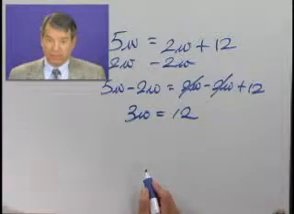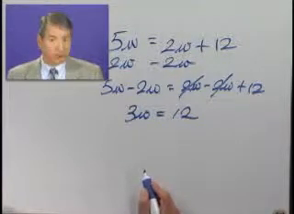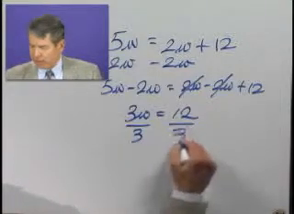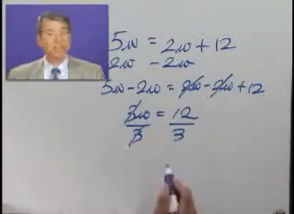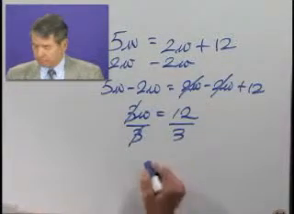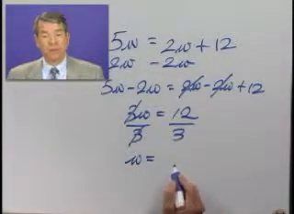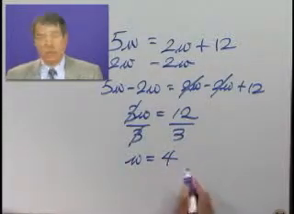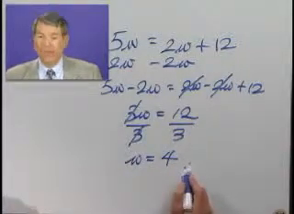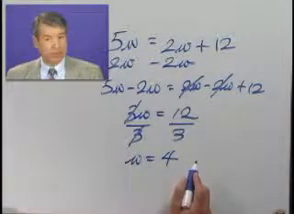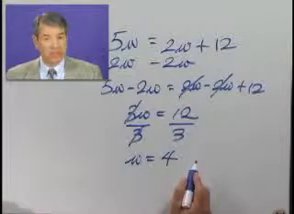How do I solve for w? It's time to use the division property of equality, dividing both sides by 3, canceling the 3's, dividing them out, leaving me a 1, which I don't need to write down. I can just write down w, and on the right side, 12 divided by 3 gives me 4. I found out what w is. That wasn't too bad.